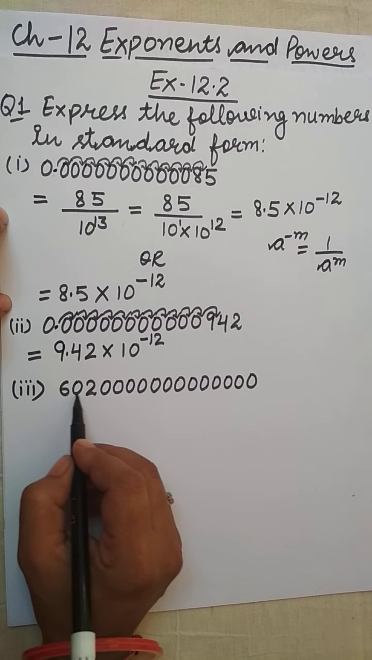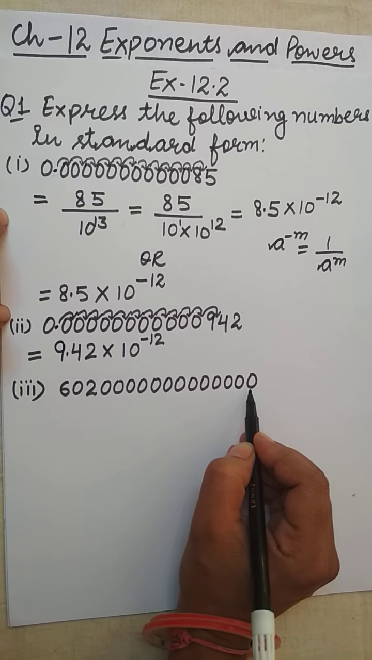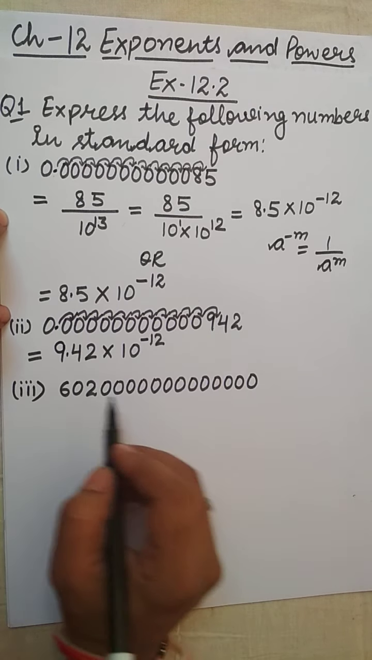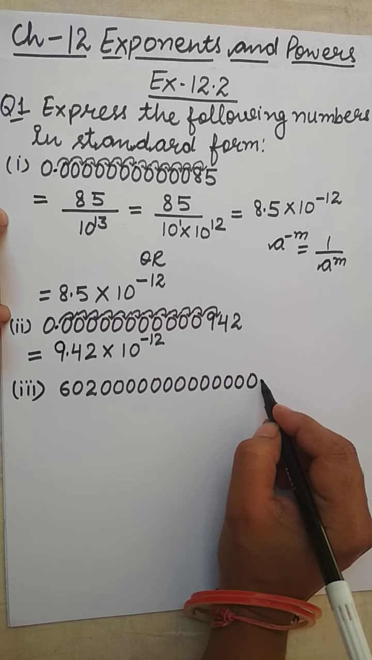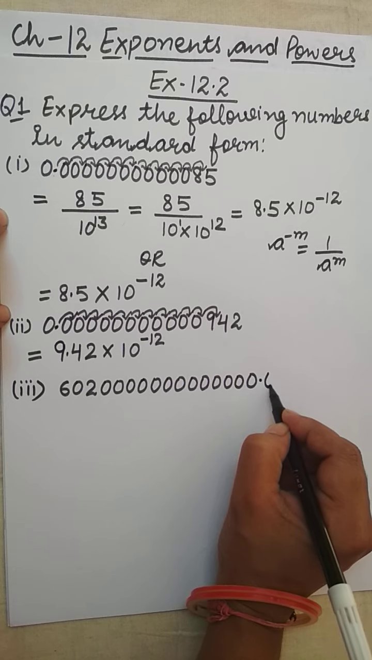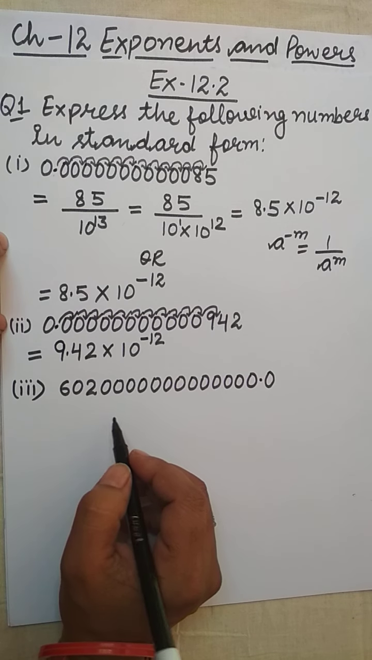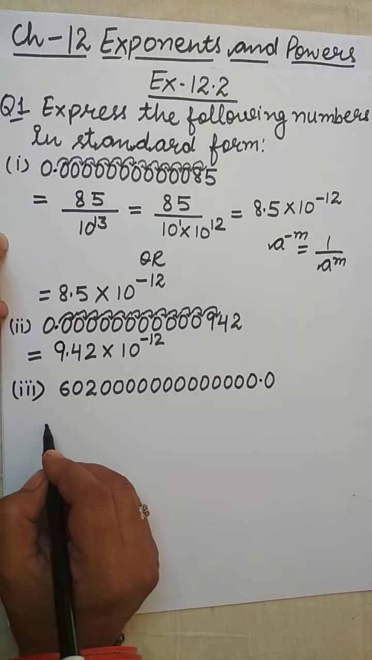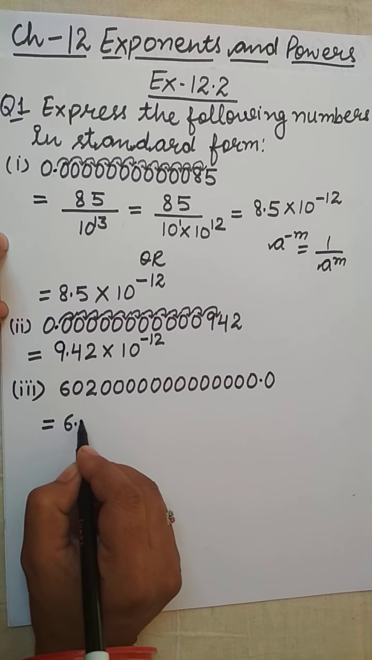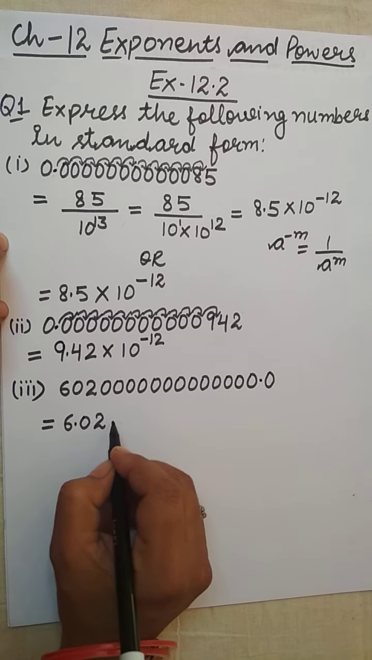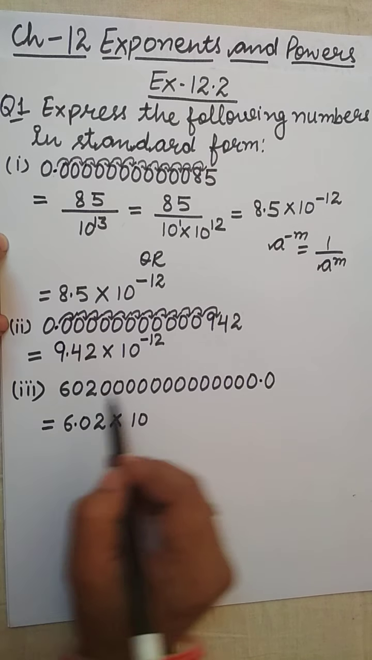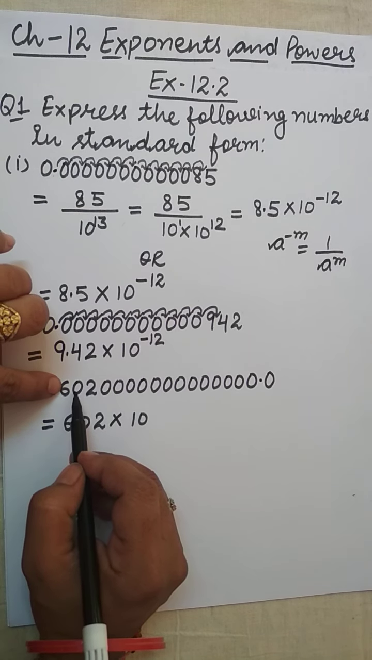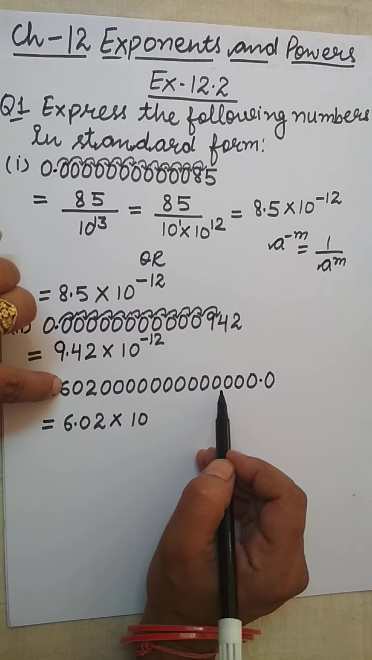Third part is 602 followed by 13 zeros. Now as there is no decimal in this question, we can put a decimal here. This can be written as 602.0. Now I want to write it as 6.02 into 10 raised to power. As we will count the digits to the right of the 6, the power will be positive.